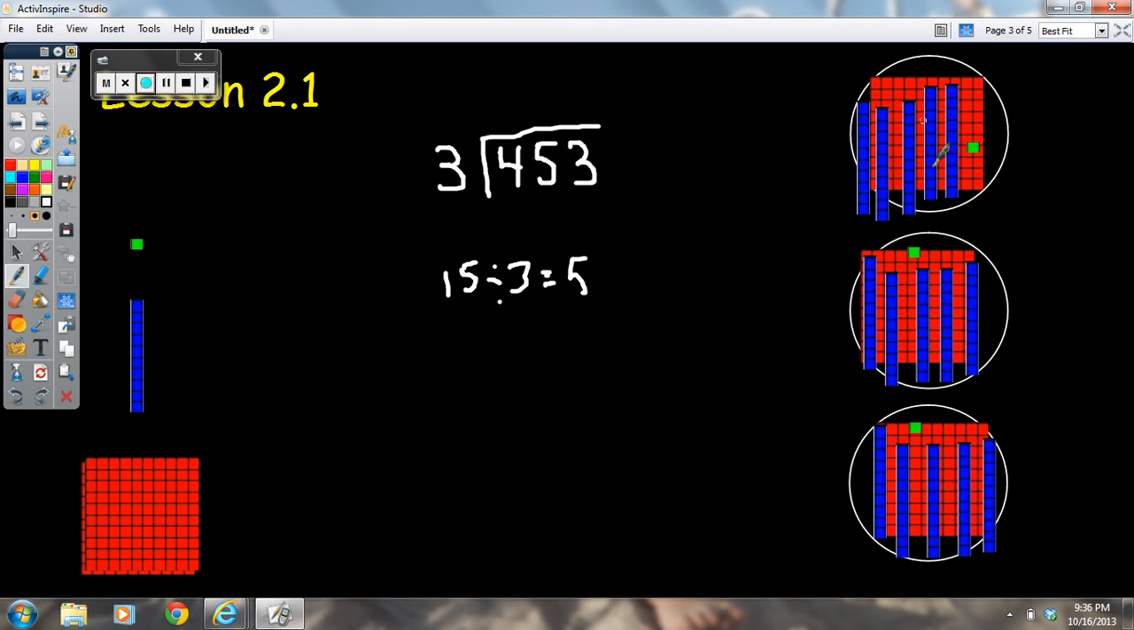Therefore, if I had 453 and I divided it equally into 3 groups, I'm going to have 1 hundreds in each group, 5 tens in each group, and also 1 one in each group. Therefore, my answer to 453 divided by 3, the quotient, would be 151. This is how we use base 10 blocks to solve a long division problem.